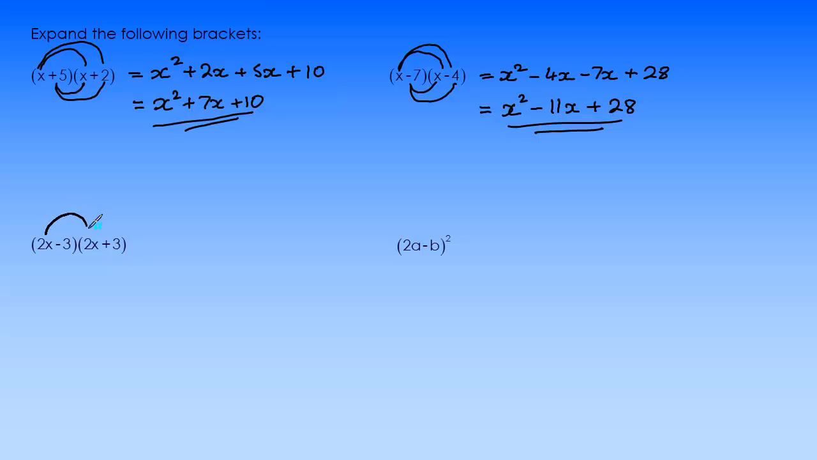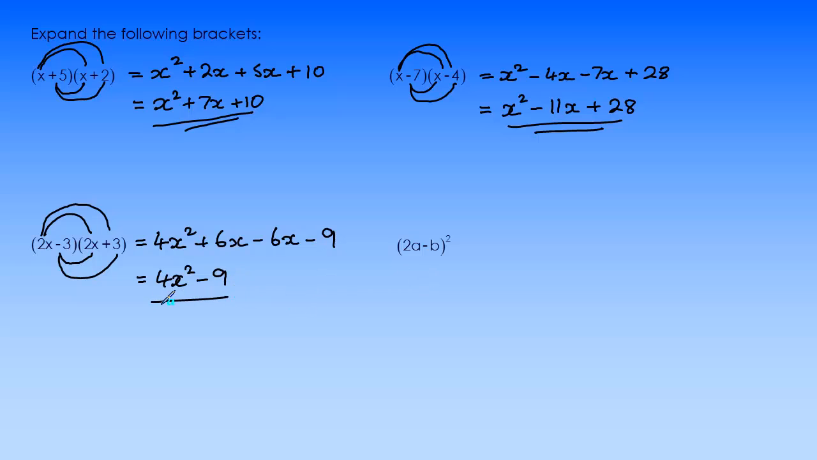So now we have 2x multiplied by 2x. 2 times 2 is 4. x times x is x squared. 2x times a positive 3, so that's going to be plus 6x. Negative 3 times 2x, so that's minus 6x. And negative 3 times 3, so that's minus 9. Now, a positive 6x, take away 6x, means no x's. So we just get 4x squared minus 9.